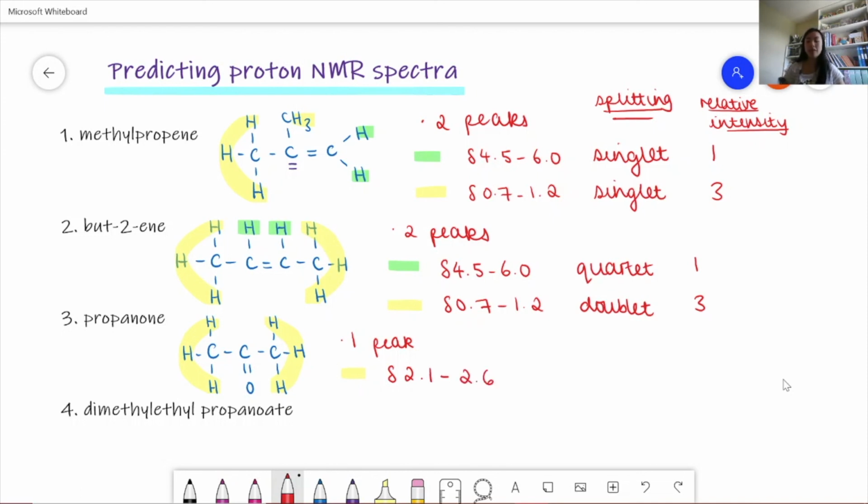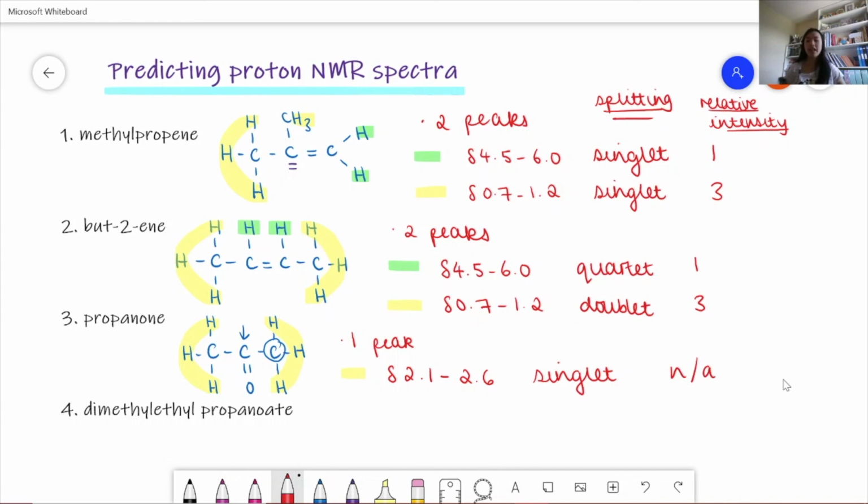And now if we think about splitting, so if we look at this carbon, for example, so we're looking at the yellow hydrogens and we're looking at this carbon. What we do to find out the splitting is look at the adjacent carbon, which is this one here. And we see how many hydrogens are on it, and we use the n+1 rule. And because this carbon doesn't have any hydrogens on it, that means that there is no splitting. And so we get a singlet peak. And we don't have any relative intensity because we can't compare this peak to any other peaks. And so we just put not applicable.